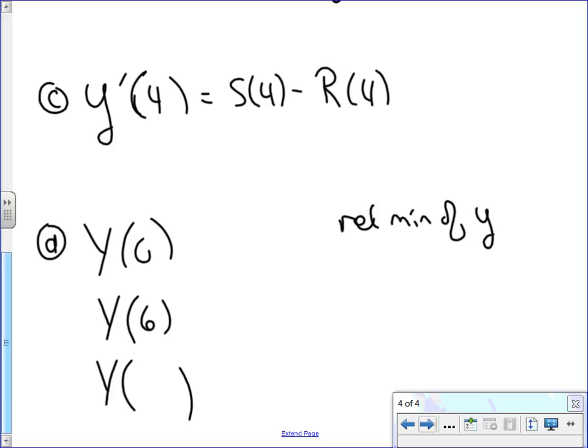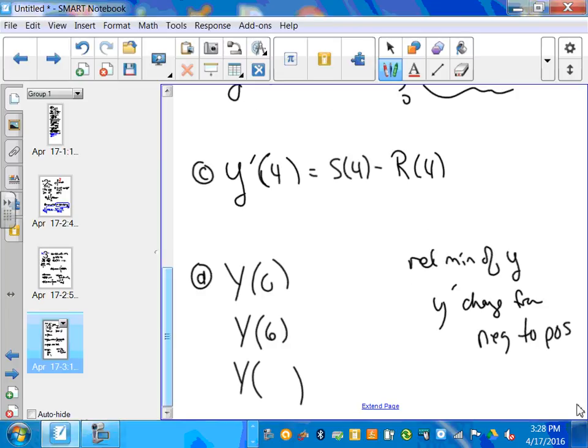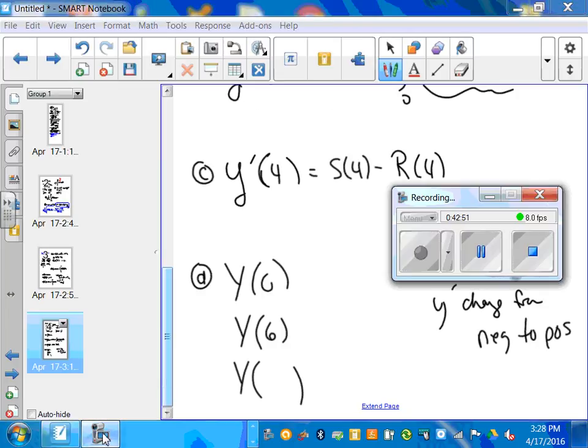Relative min of what? How do you find the relative min of anything? When what changes? The sign of what? Of y prime. I mean where y prime changes sign from negative to positive. Meaning where y prime changes sign from negative to positive. All right, so what I want you to do right now, I'm going to hit pause again. I want you to get the answers for A. We already did B. Get the answer for C. Then we're going to do the last one together.